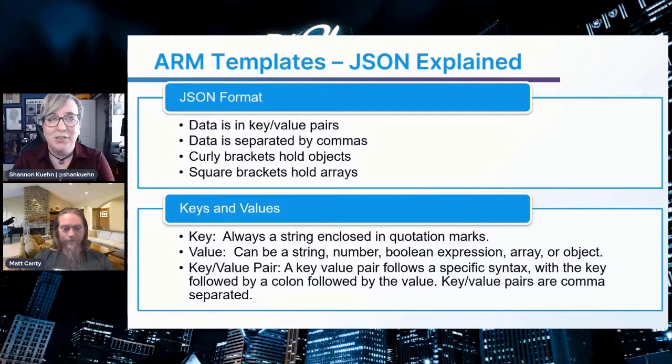Makes sense. So down here the key is always a string enclosed in quotation marks. The value can be a string, which could be just the name of a VM. It could be a number, an integer. It could be a Boolean expression. Matt, what would you call a Boolean expression? A true false value.